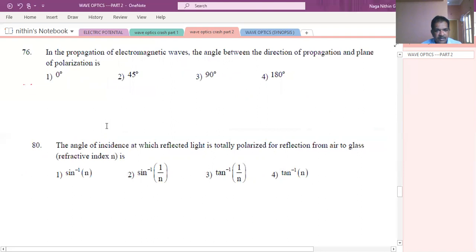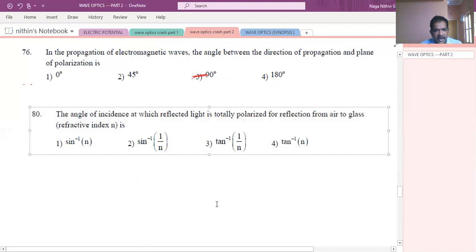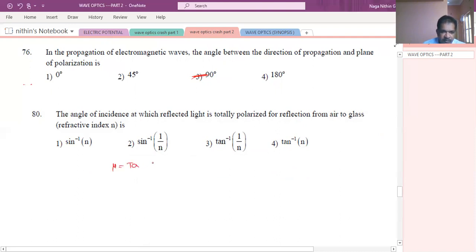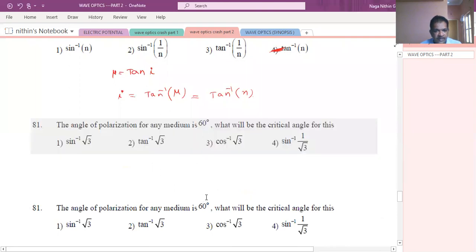Next, in the propagation of electromagnetic waves, the angle between the direction of propagation and the plane of polarization will be 90 degrees. Next, the angle of incidence at which reflected light is completely polarized means mu is equal to tan I, so I is equal to tan inverse mu. Here in place of mu they gave n, so tan inverse n, standard simple bits.